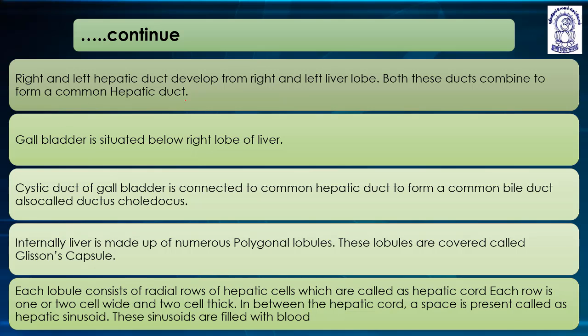The right and left hepatic ducts develop from the right and left liver lobes. Both these ducts combine to form the common hepatic duct. The gallbladder is situated below the right lobe of the liver. The right lobe is bigger than the left lobe.